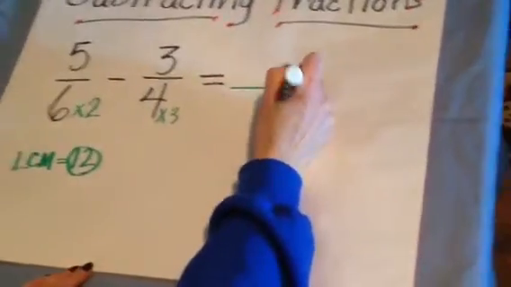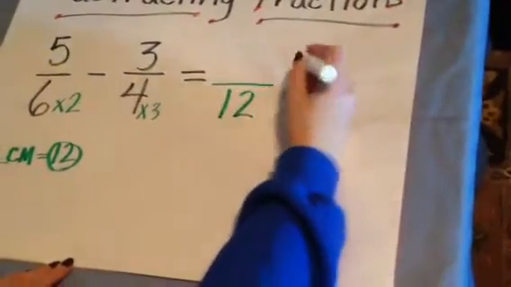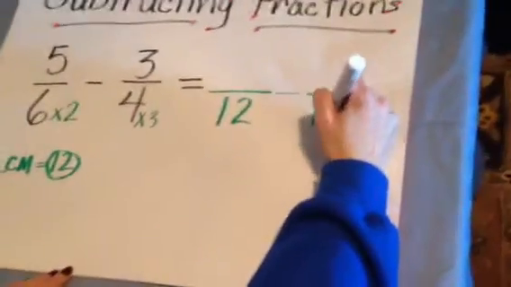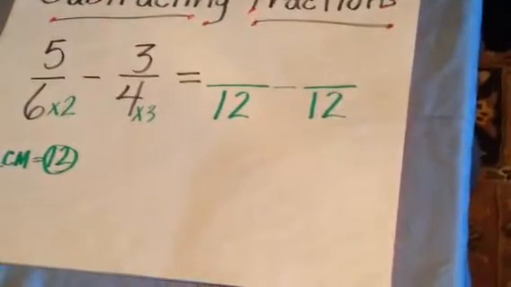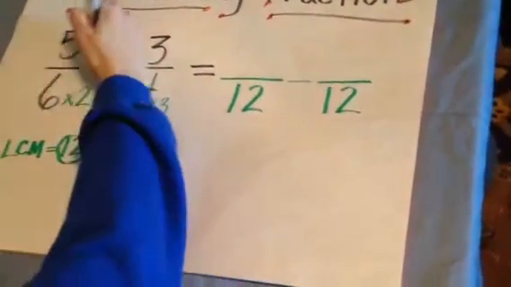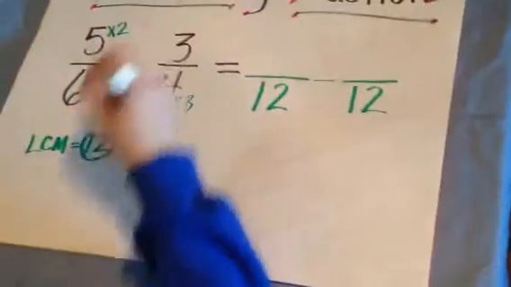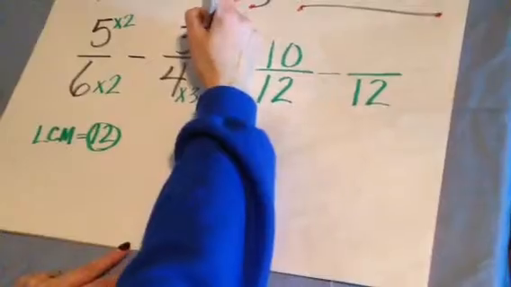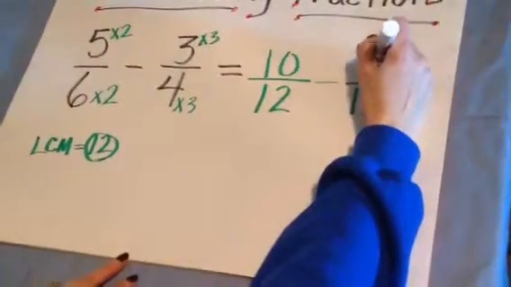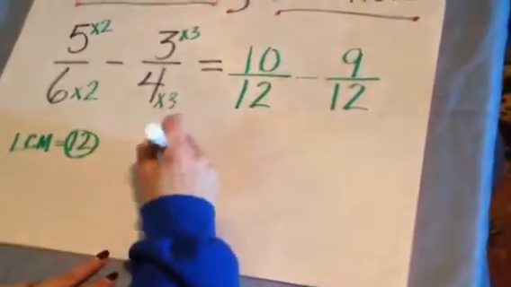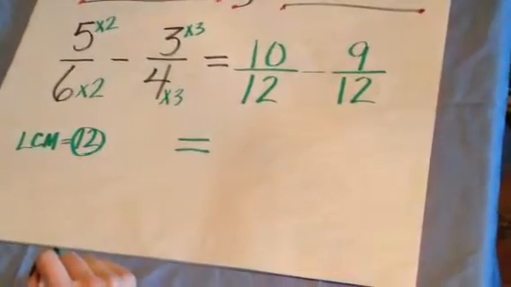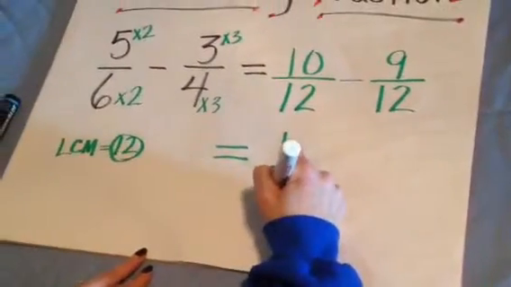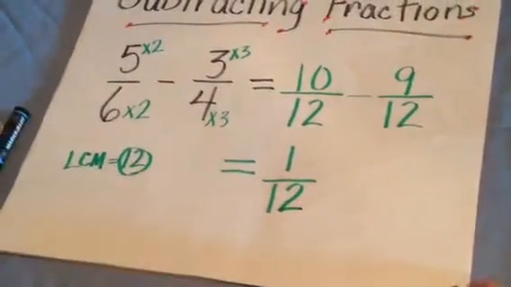I'm going to come over here and I'm going to write my new denominator of 12. Remember, I'm subtracting. Okay, now I'm going to go back and change my numerators in the same fashion that I changed my denominators. So 5 times 2 is 10. And 3 times 3 is 9. Therefore, I have 10 minus 9 is 1, and that denominator of 12 stays the same. I have 1/12 as my answer.